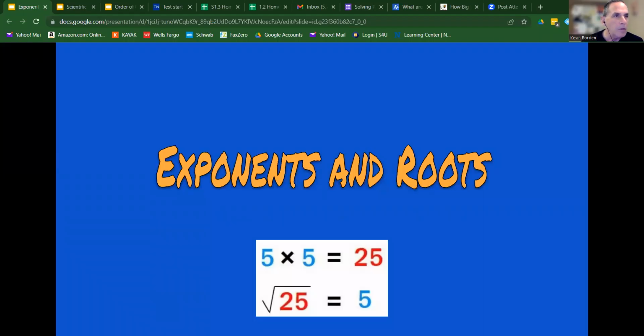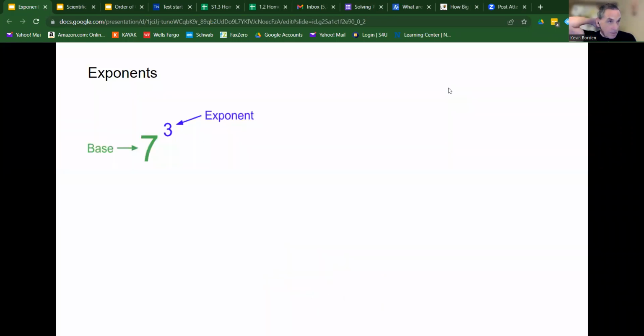In this video, I'm going to talk about exponents and roots. These are basically shortcut notations that tell us to perform certain math operations. So this is an example of an exponent situation. We have what we might refer to as 7 to the third power, or 7 to the exponent of 3.